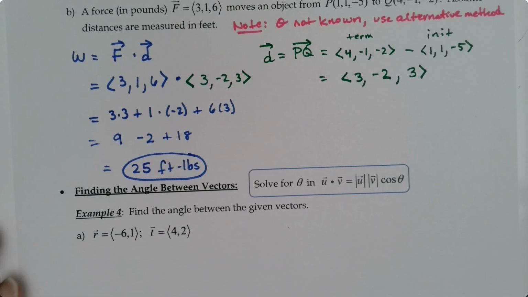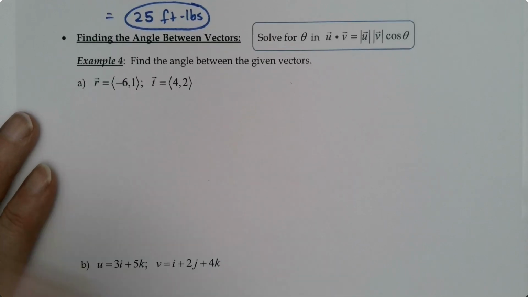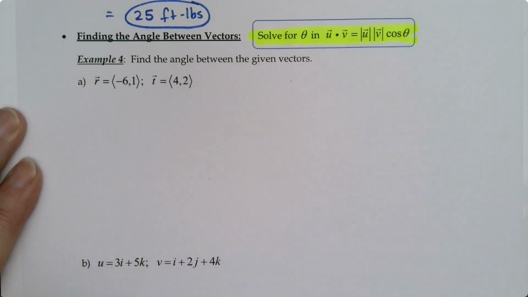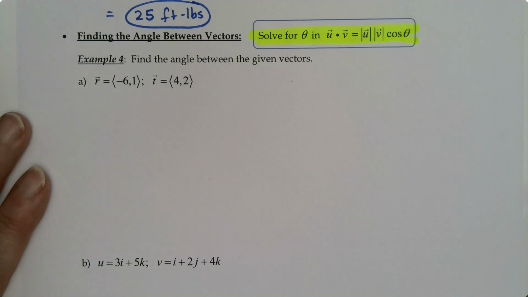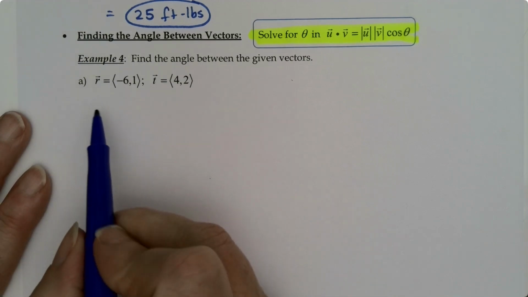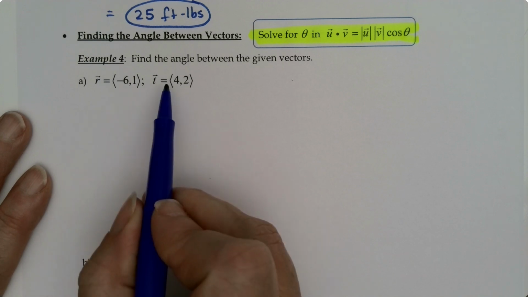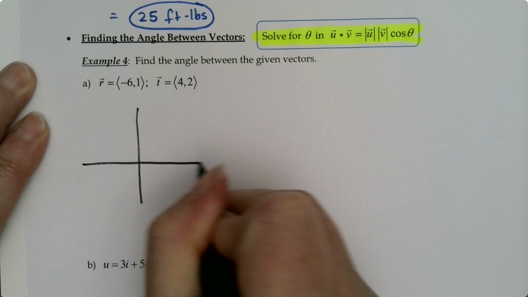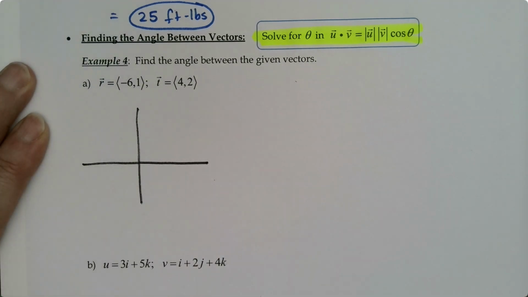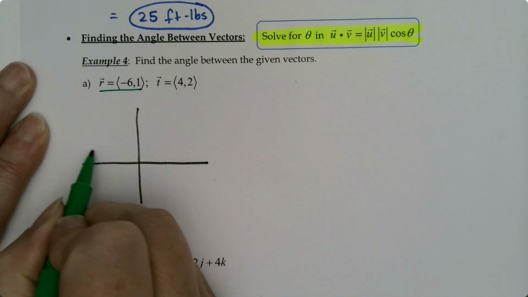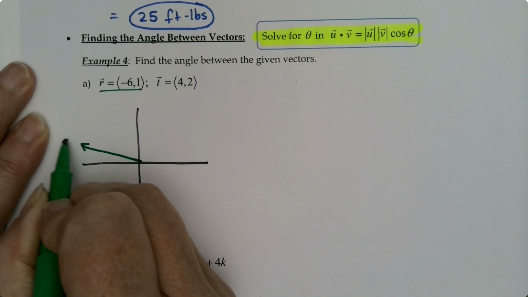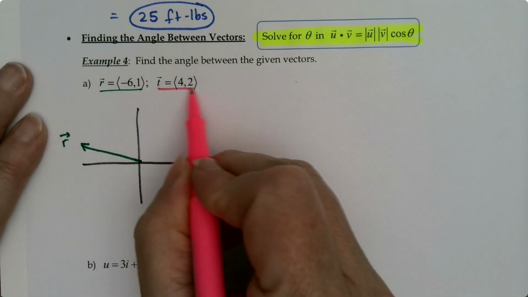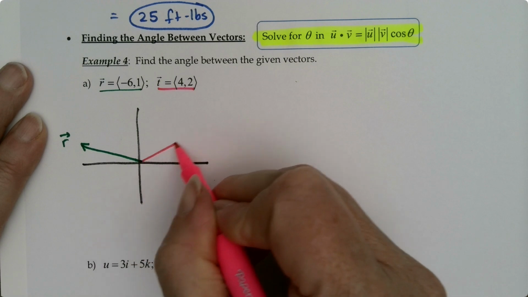Now another simple type of application would be to find the angle between the vectors, in which case you would solve for theta in this particular formula. Okay, so let's look. We have r, which is -6, 1, and we have t, which is 4, 2. So let's just think about what that looks like for a second. So here's your coordinate axes. You have r, which is over -6 up 1, which is like this. So that's your r vector. And you have t, which is over 4 up 2. Like that.